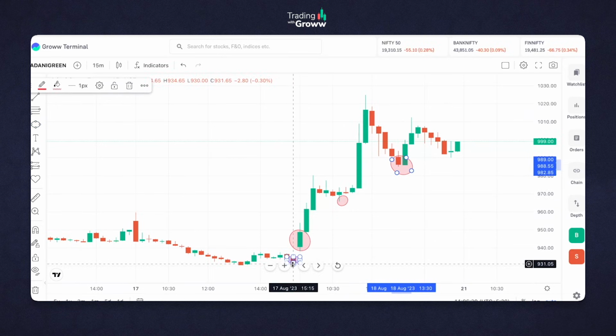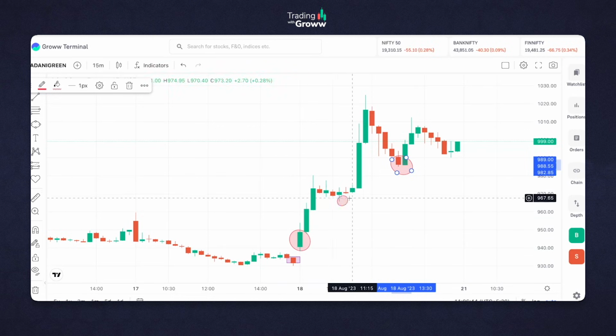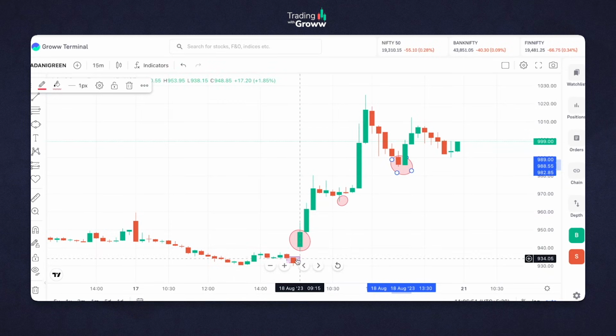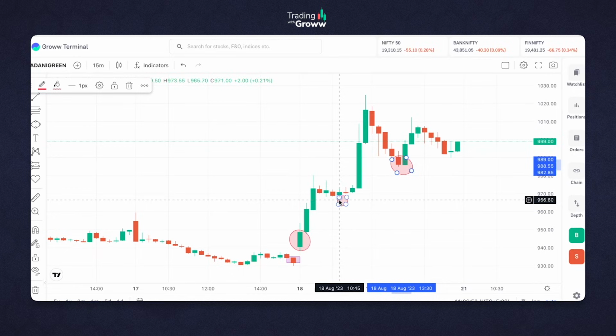So initially our trailing stop loss was here at 930, and the market started moving up and then it created a swing low here and again moved up. So once it broke up and started moving up, we will change our stop loss from 930 to 965.